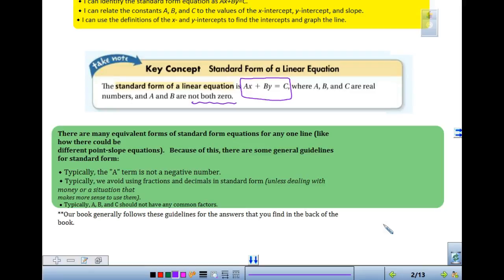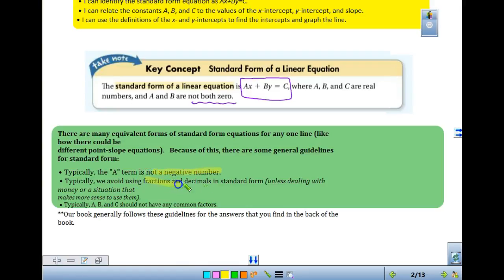We frequently avoid negatives in standard form unless students are dealing with money or a situation that makes more sense to use them. Typically, A, B, and C should not have any common factors. So, key things: A is not negative. So when we look at A, we always want our A to be positive. That's going to be a first key thing that we are going to be talking about. A is not going to be a negative number.